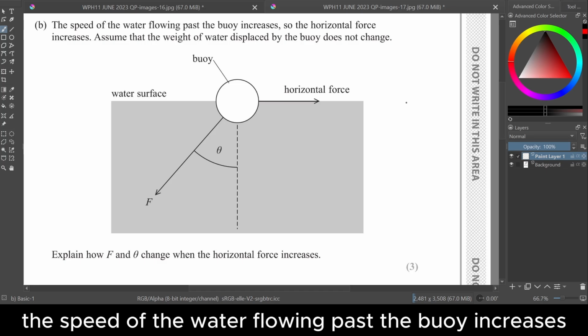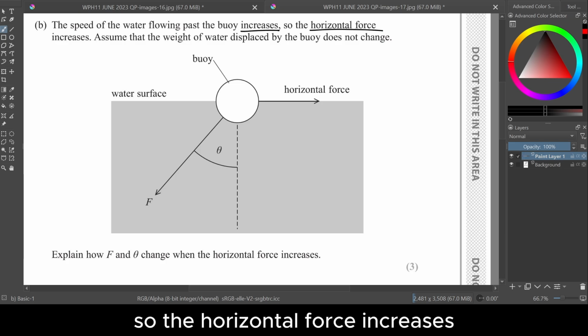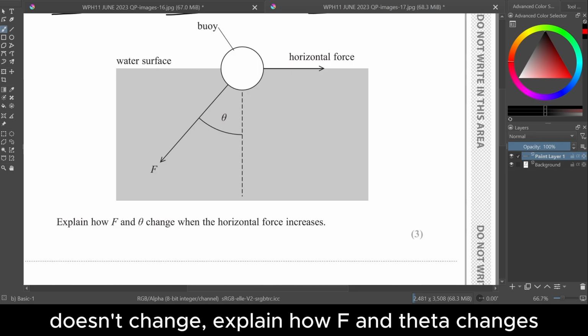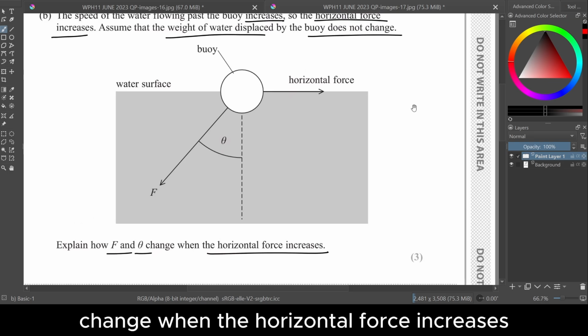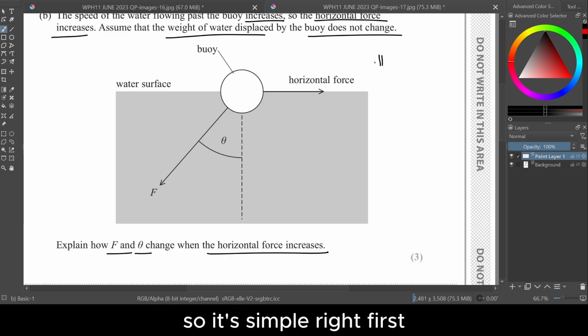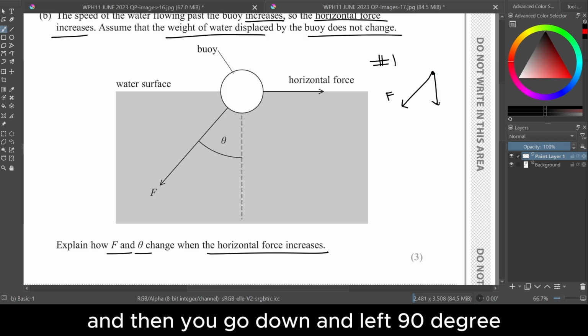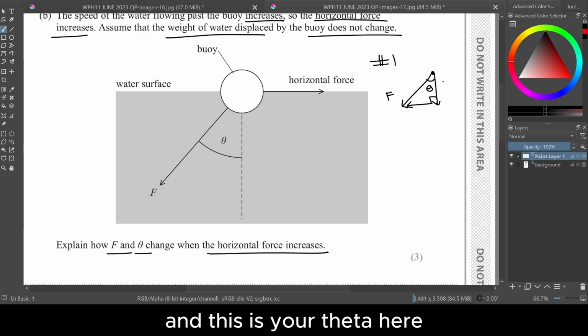Okay, so we have this next part here. It says the speed of the water flowing past the buoy increases, so the horizontal force increases. Assume that the weight of the water displaced by the buoy doesn't change. Explain how F and theta change when the horizontal force increases. So it's simple, right? First, make sure you have drawn your vector diagram, right? So this is your resultant line, and then you go down and left 90 degrees, and this is your theta here.